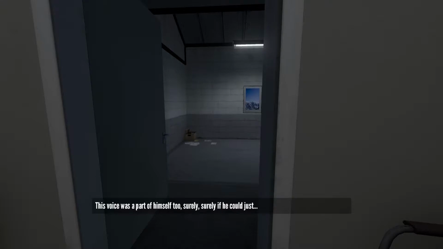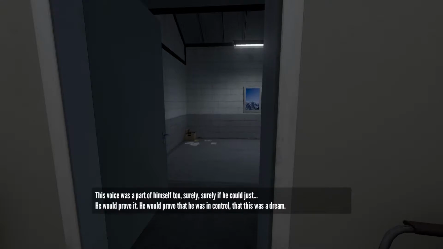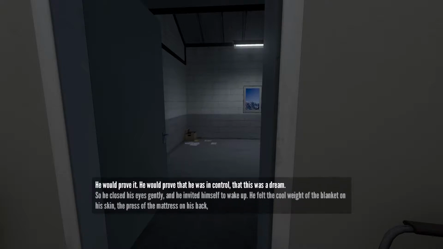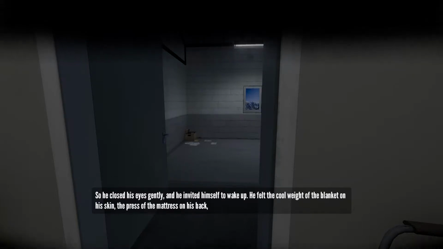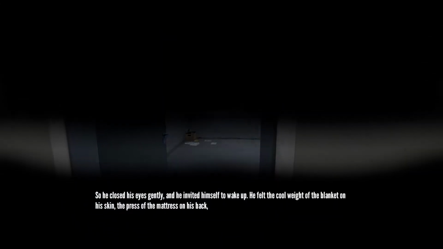Surely, if he could just... He would prove it. He would prove that he was in control, that this was a dream. So he closed his eyes gently, and he invited himself to wake up. He felt the cool weight of the blanket on his skin, the press of the mattress on his back, the fresh air of a world outside this one. Let me wake up, he thought to himself. I'm through with this dream. I wish it to be over.